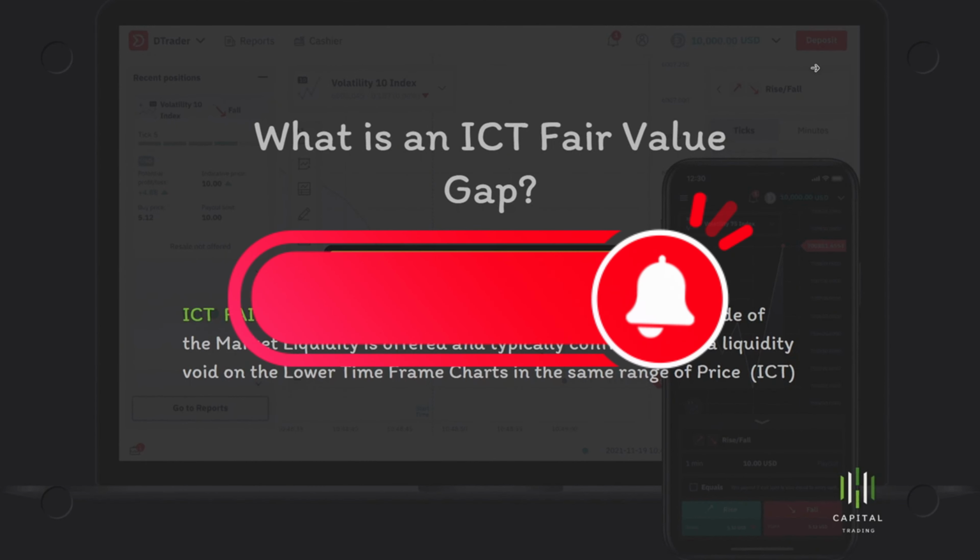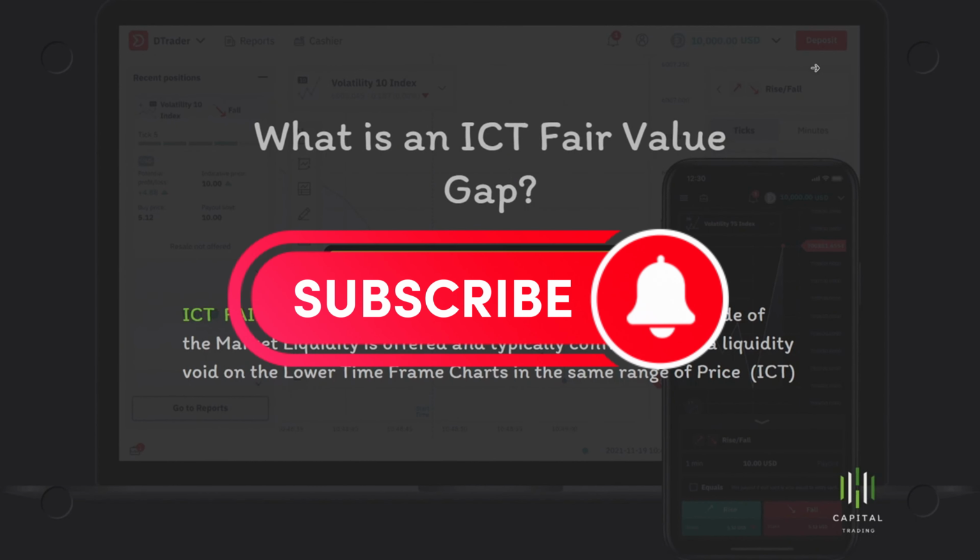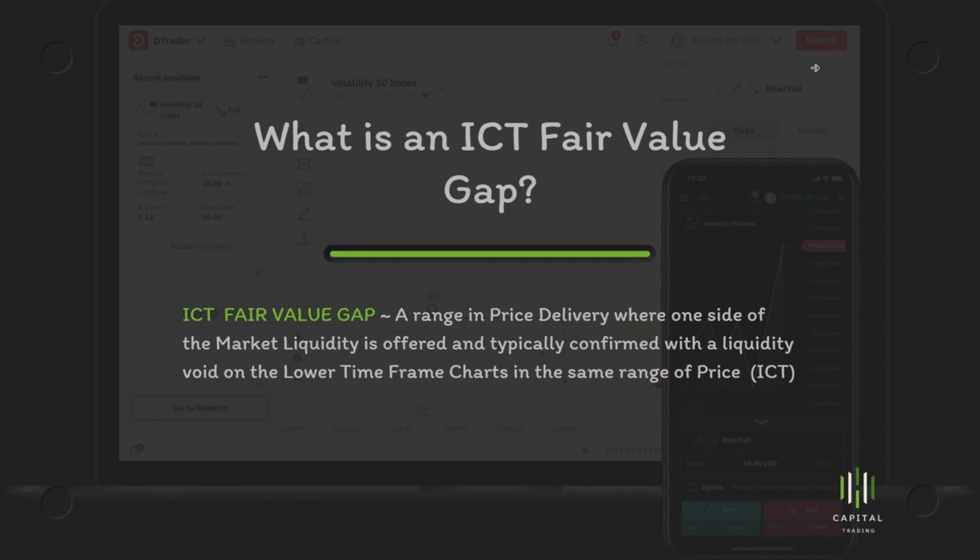So this is a range in price delivery where one side of the market liquidity is offered and typically confirmed with a liquidity void on the lower time frame charts in the same range of price. Right, that's how he explains it.